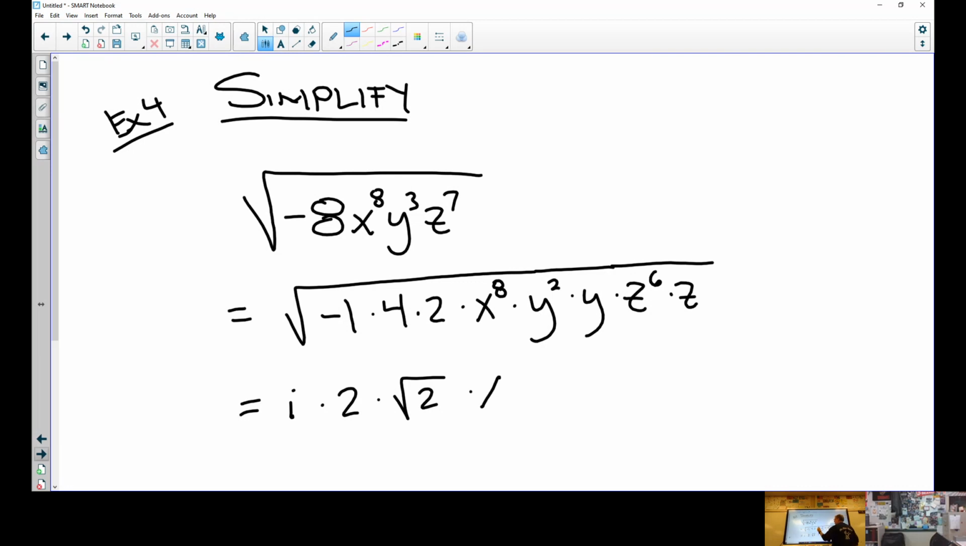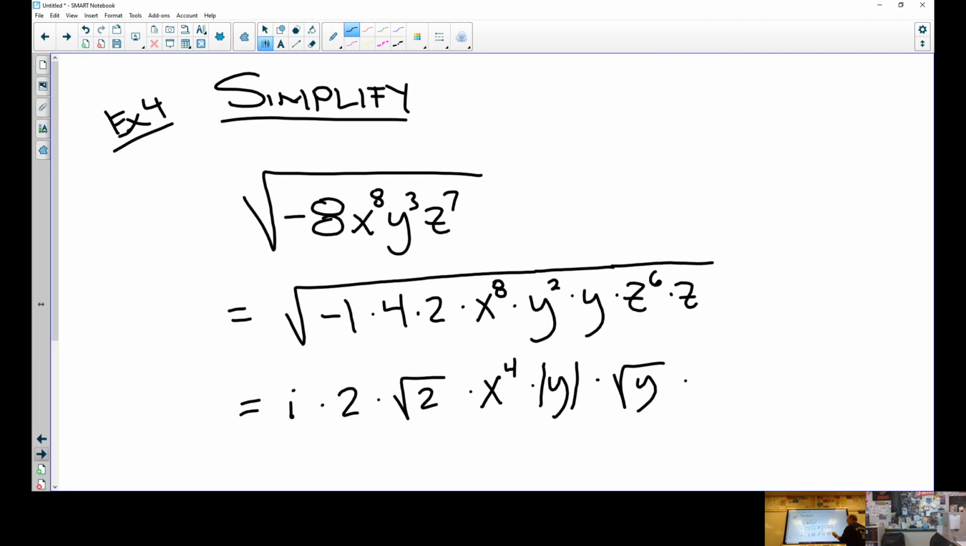Square root of x to the 8th, 2 goes into 8 4 times, so that's x to the 4th. Again, we did even, even, even, so I don't need an absolute value. Square root of y squared, that's y, and that was even, even, odd, because it came out to the first power, so I need an absolute value. Then I get square root of y left over.